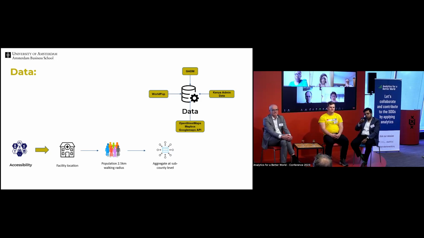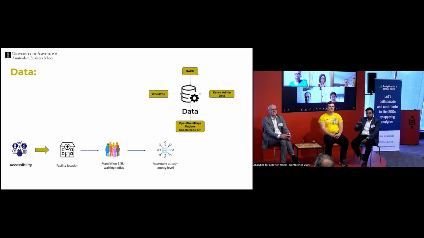And how we came up with this 2.5 is, initially I started with 5, but then upon discussions with the people in AMREF, we decided that 2.5 is the way to go, because in Kenya, people are hesitant to go to a facility which is more than 30 minutes away by walking distance. So that's what we do.